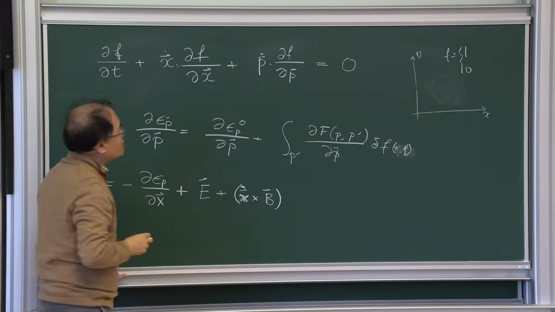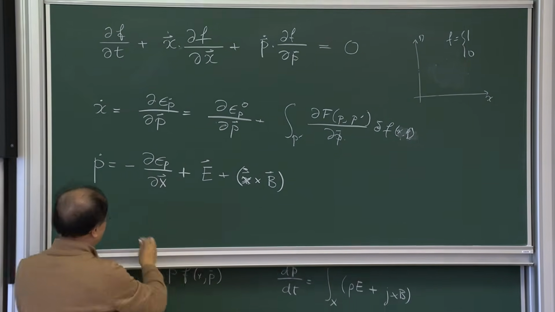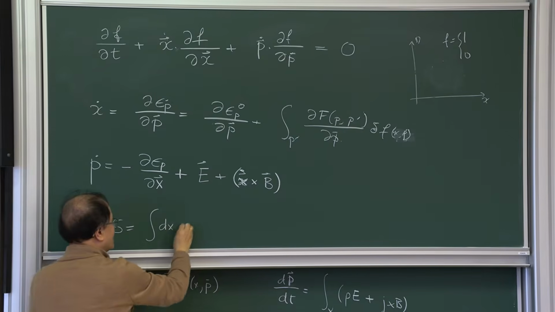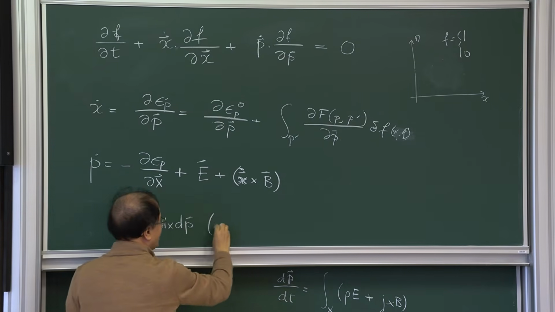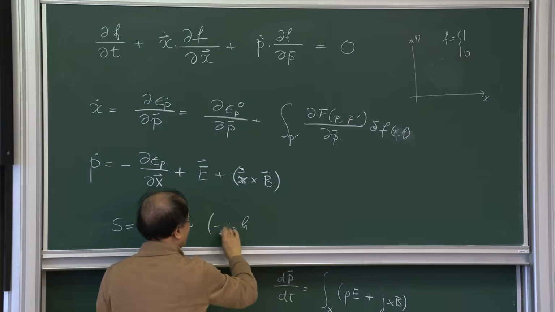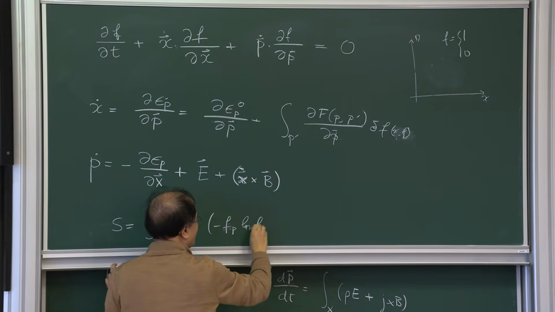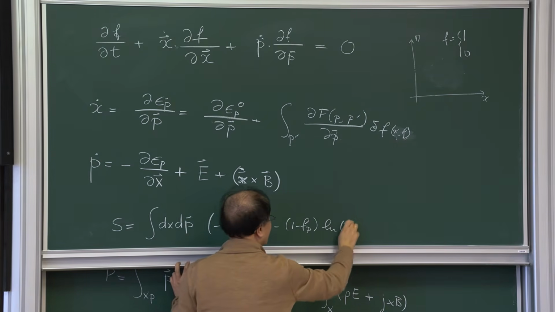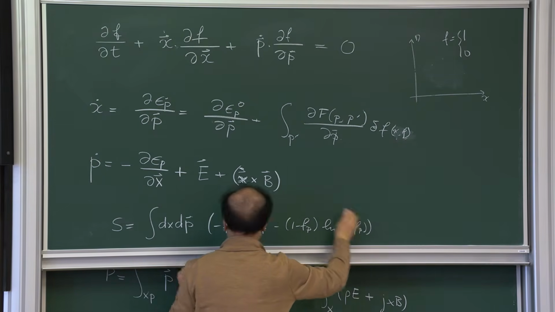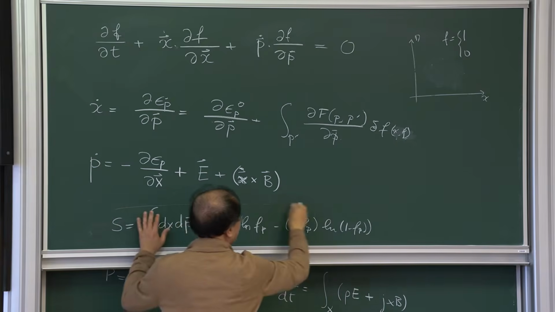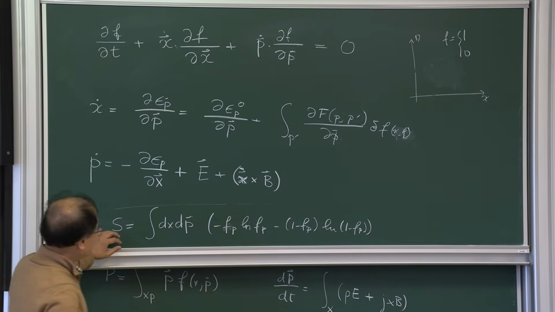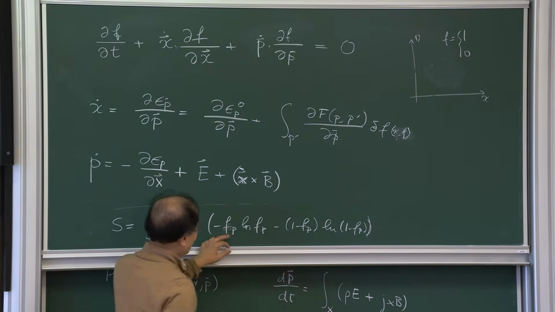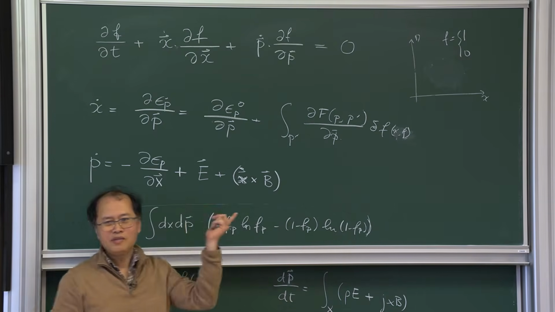And so here, sometimes in Landau's picture, one writes an expression for the entropy, that is the integral dx dp of minus f_p log f_p minus (1 minus f_p) log(1 minus f_p). Sometimes we don't have to use this formula, but S will be equal to 0 if the occupation number f of p can only be 0 or 1.